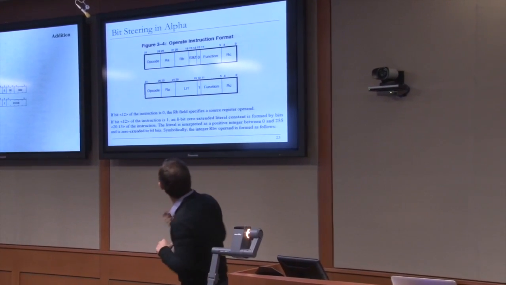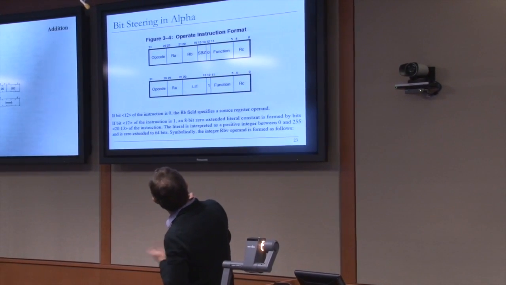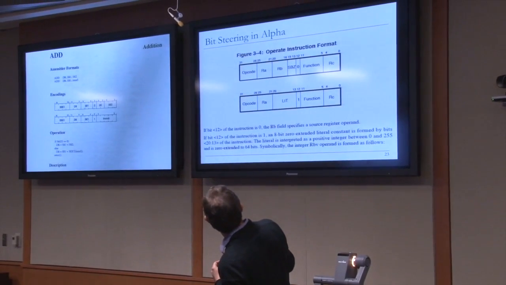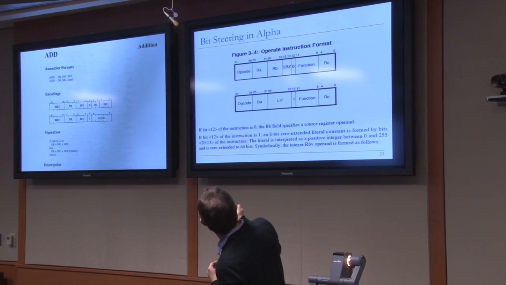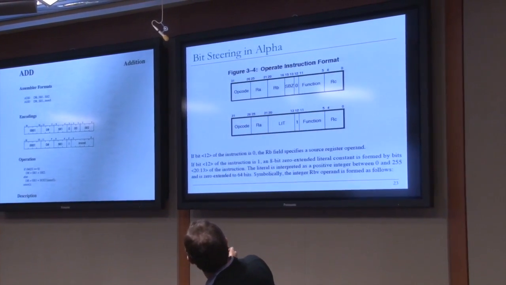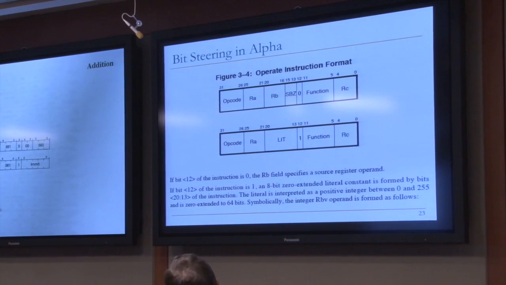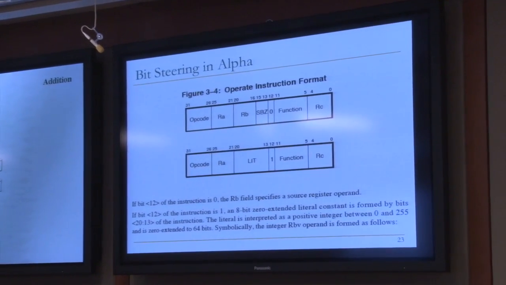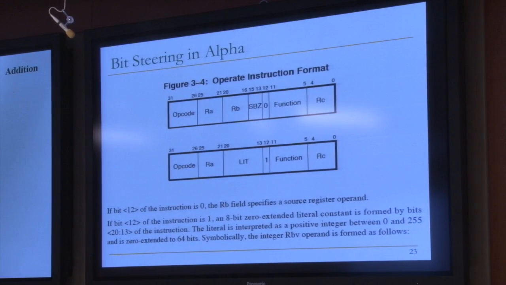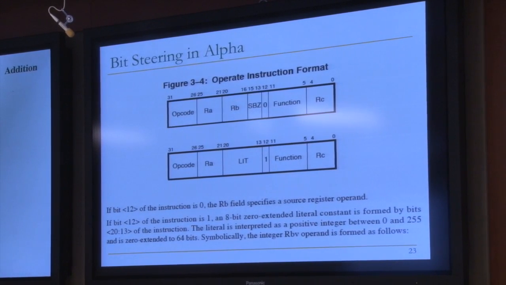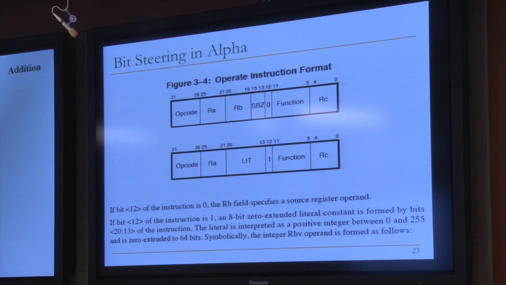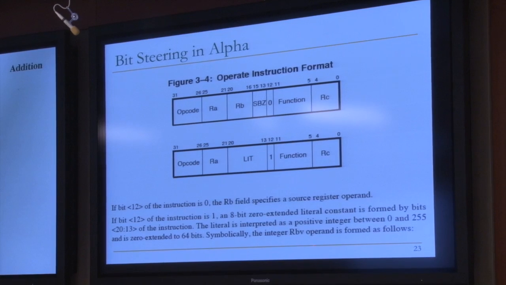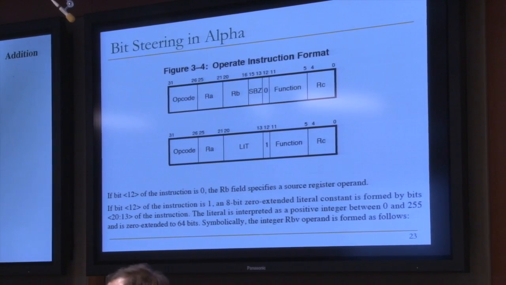That's good, at least. This is another example, very similar. If bit 12 of the instruction is 0, the RB field specifies a source register operand in Alpha. And this is, in general, an operate instruction, not only add. If bit 12 of the instruction is 1, an 8-bit zero extended literal constant is formed by bits 20 through 13 of the instruction, which is right here, instead of here. The literal is interpreted as a positive integer between 0 and 255, and zero extended to 64 bits. Okay, you can read the rest in that document.